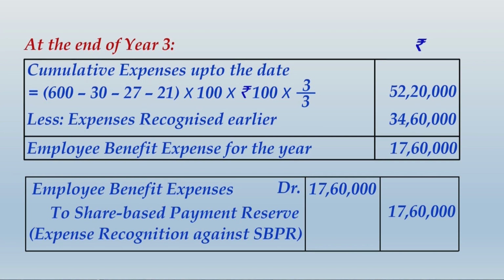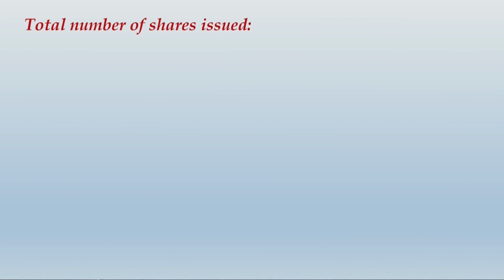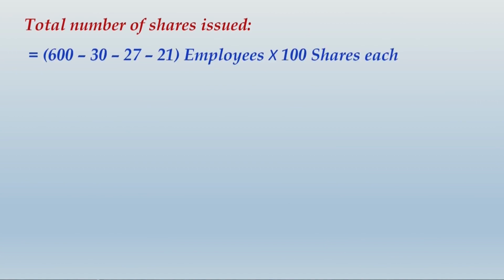Alright friends, you would have finished writing this whole thing. Let us move ahead and now record the settlement entry, and the number of shares totally issued will be 600 employees minus 30 minus 27 minus 21. What we have subtracted from 600 employees are the actual number of employees departing before vesting of these rights, and so finally the eligible employees will be getting 100 shares each, which works out to 52,200 shares.